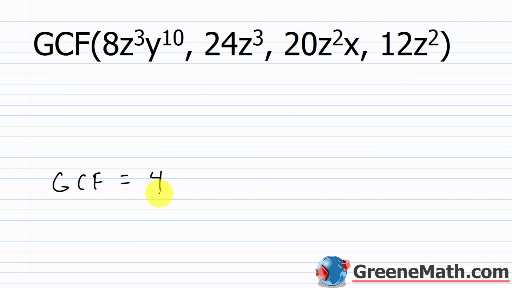And then for the variable parts, I have z, z, z, and z. Smallest exponent is a 2, right? z cubed, z squared, z squared. So z squared. And then I have a y to the 10th, no y, I can stop. I have an x, no x anywhere else. So the GCF here is 4z squared.